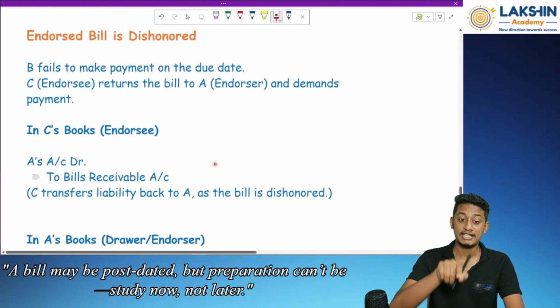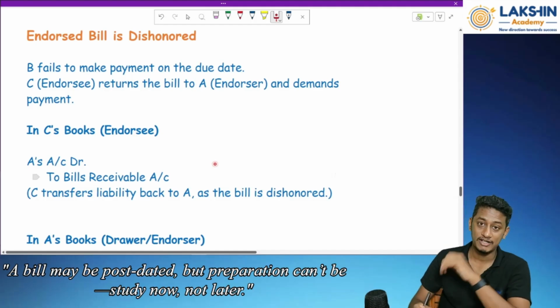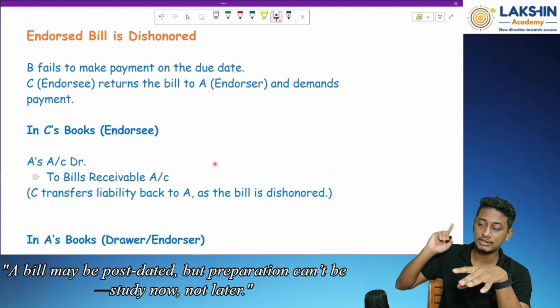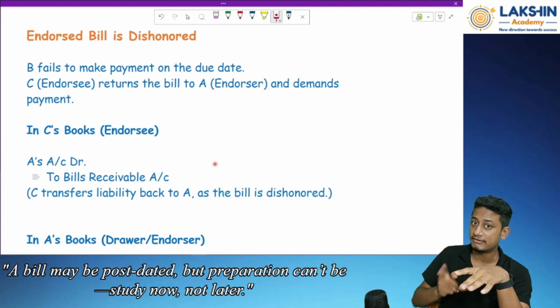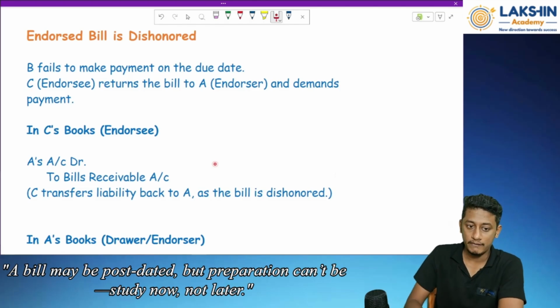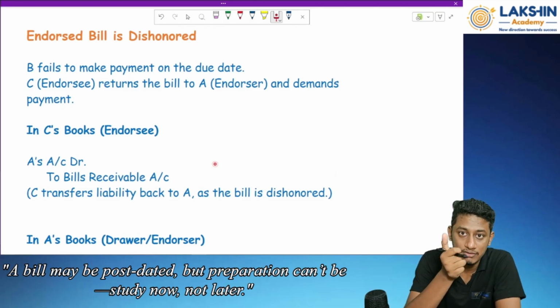Now comes the next case, whenever the bill is dishonored. Now let's see what happens. Now it's an interesting case. Please listen carefully. Before coming to this, please look at all the endorsement entries once again, revise them, and then come to this part. It will be really helpful. We had seen what to do when the bill is honored, but when the bill is dishonored, what to do?